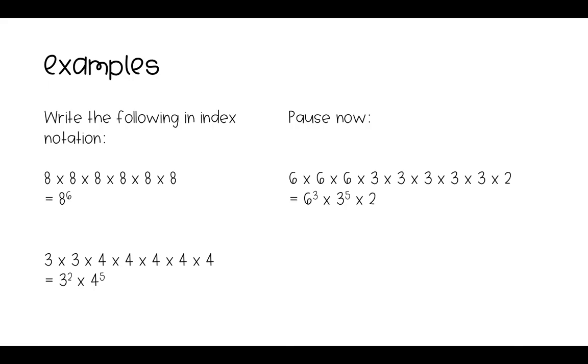Okay, so you should have got 6 to the power of 3 times 3 to the power of 5 times 2. Now 2 doesn't have any other number, it doesn't occur more than once, so we just write it as 2. Pause it again and do this one and then come back. So you should have had 12 to the power of 3 times 9 squared.